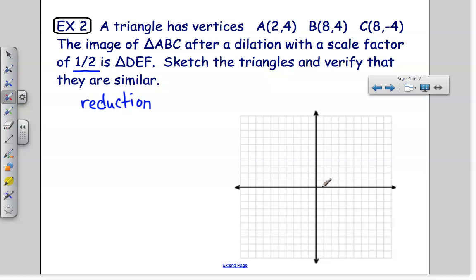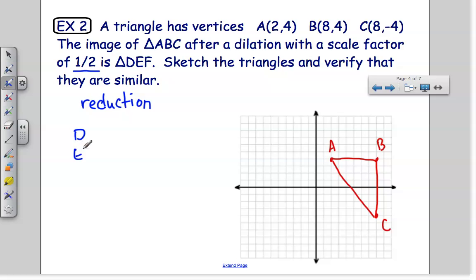So I'll put triangle ABC on there. 2, 4 is A. Point B is at 8, 4. C is at 8, negative 4. It looks like I have a right triangle here, a perfectly vertical line, perfectly horizontal line. This would be my hypotenuse. I'm doing a reduction. Scale factor is 1/2. And they said the image of triangle ABC after this dilation is DEF.